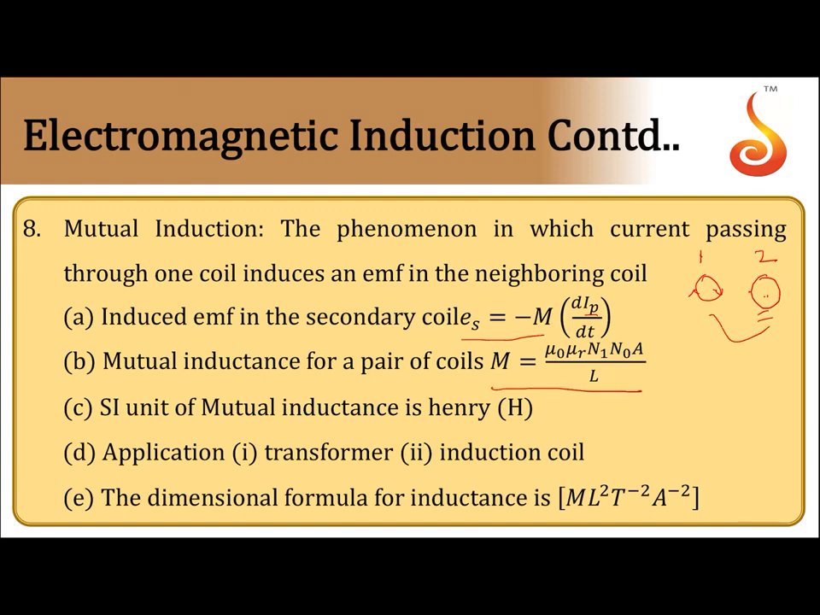The mutual inductance for a pair of coils is given by mu naught mu r n1 n2 A divided by L, where n1 and n2 are the number of turns in coils 1 and 2, and L is the length of the coils. This is for two cylindrical coils, that is, two coaxial solenoids. Mutual inductance is also measured in Henry. The application of mutual induction is seen in transformers and induction coils. The dimensional formula for inductance is M L square T power minus 2 A to the power minus 2.